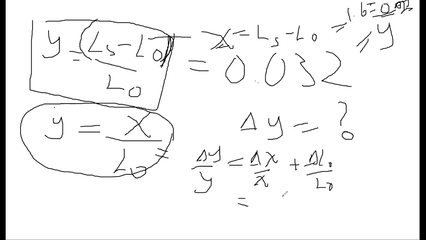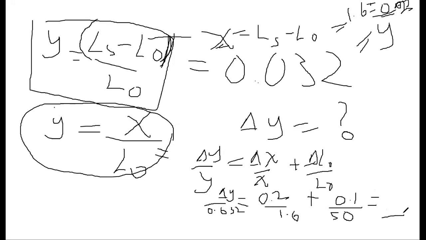Changes of x over x is 0.2 over 1.6, plus changes of L naught. L naught is how much? 50. Changes of L naught is 0.1, is it? 0.1. What is the value of y? 0.032, right? You can find the changes of y. So you can work out the changes of y. What's the answer you got? Anyone?